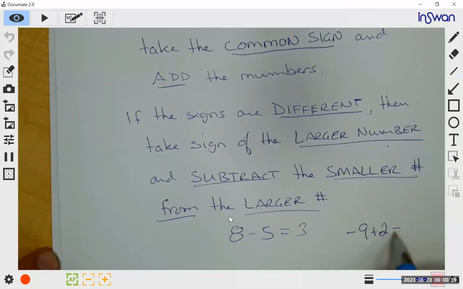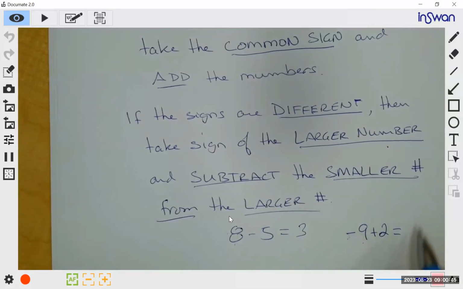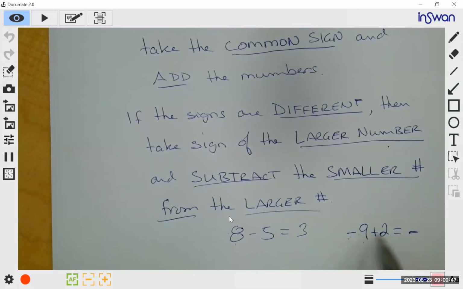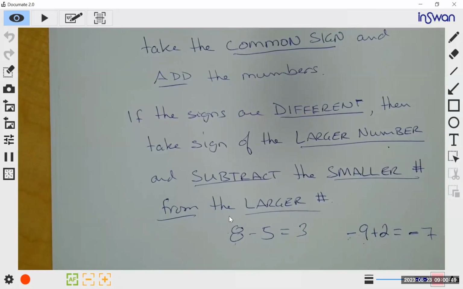Negative 9 plus 2. What number is bigger, 9 or 2? 9's bigger, so the answer is going to be negative. 9 minus 2 is 7. Easy fix.